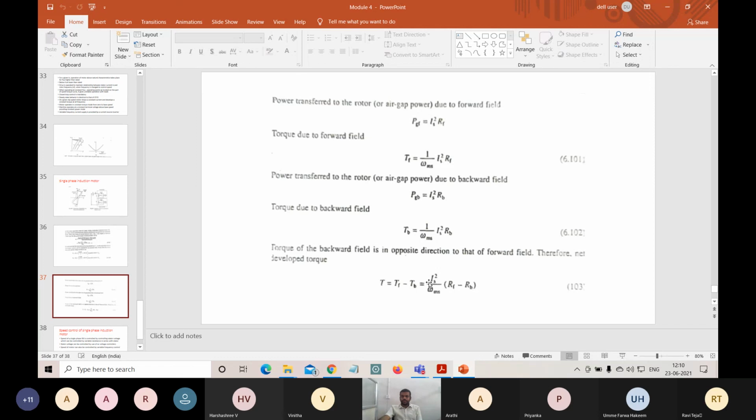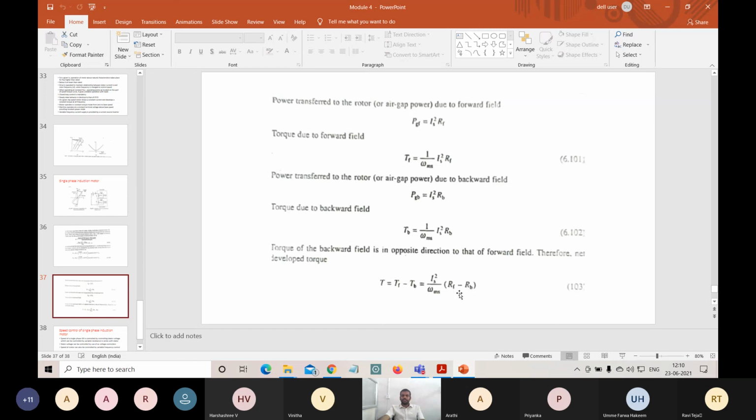So if you take this into consideration, you will get the equation for torque: Is square divided by omega ms into Rf minus Rb. Is is our stator current, the current flowing from the source into the stator. Omega ms is the speed, that is, the motor is rotating at synchronous speed. Rf is the forward field resistance, and Rb is the backward field resistance. Okay, this is for single phase induction motor and speed control of single phase induction motor.